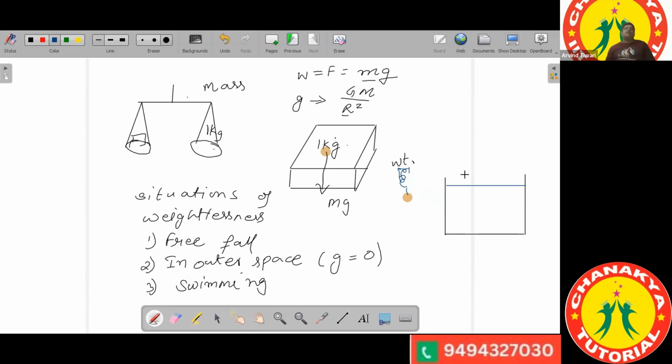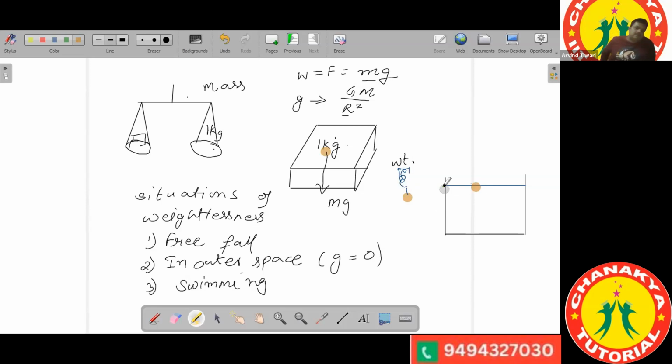Now if you are put along with the spring balance into the swimming pool, and you are swimming, will the spring balance show you any reading of any weight? No, the spring balance will not show you any weight. Just take an example of a wooden block. Weigh it in air, and then weigh it when it is suspended in water. Due to the upthrust of water, the upward force of water, it will not experience any weight. So during swimming, we experience weightlessness. In outer space, we can experience weightlessness. Or during free fall also, we can experience weightlessness.